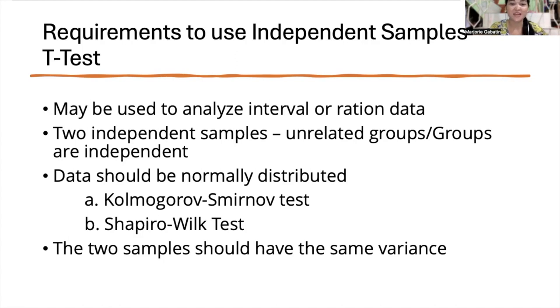Okay? Then, your data should be normally distributed. For you to check that, you can use the Kolmogorov-Smirnov test or the Shapiro-Wilk test. And then, you use this independent samples t-test if the two samples have the same variance.